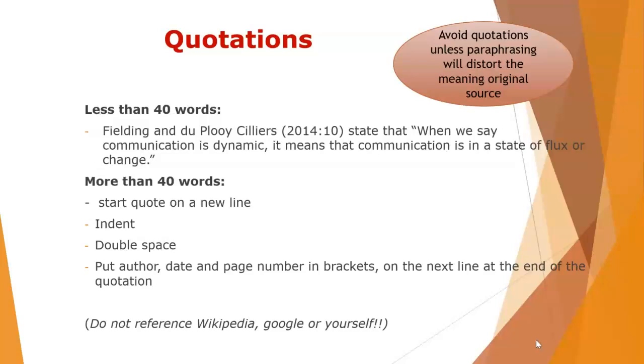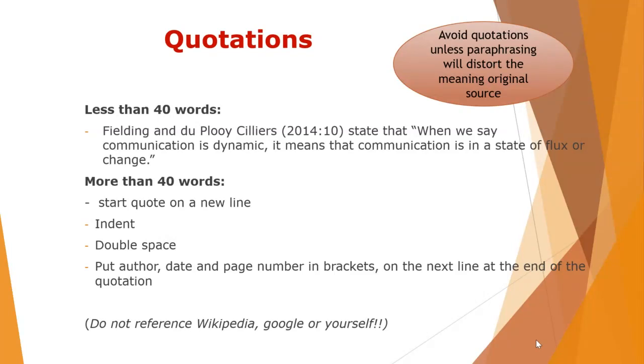The first one, if your quotation is less than 40 words, this is how you will format it in your submission. Fielding and Du Plooy-Cilliers, remember those were the authors' surnames, in brackets, 2014, the year of publication, colon, and the 10 is the page number, close brackets. So that is your in-text reference when you are using a direct quote. It's exactly the same as when you paraphrase, except that it has a colon and the page number.